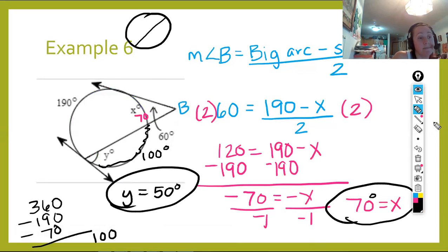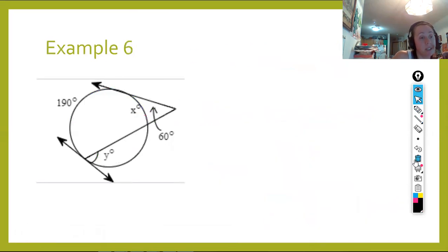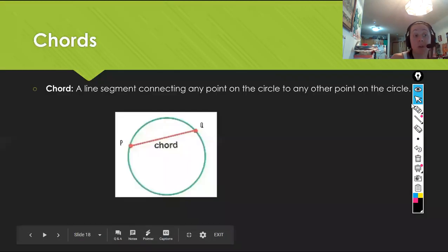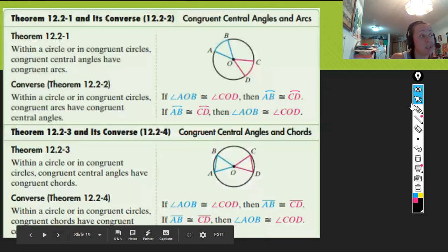And degrees. Good. We're cruising. Okay, a chord, you guys know, a chord is a segment connecting any two points on a circle, one point to another point. So it goes through two points on the circle and does not go through the middle. There are a lot of properties of chords. So we'll just highlight the important ones here.